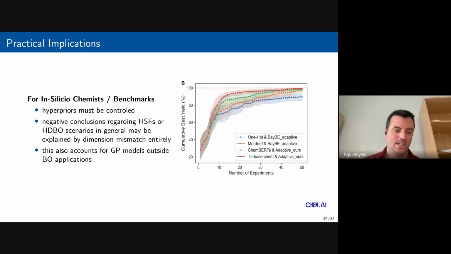So what I think is important to take away is that if you want to do Bayesian optimization and you want to compare different hidden space featurizations, you have to look at your hyperpriors. Because a lot of the discussions that you will see about whether this hidden space featurization might work, or this one is not working so well in this case, a lot of it can probably, or almost entirely, be attributed to a mismatch in length scales from the hyperprior, which is something that a lot of people have overlooked in the past, or were just not aware of.